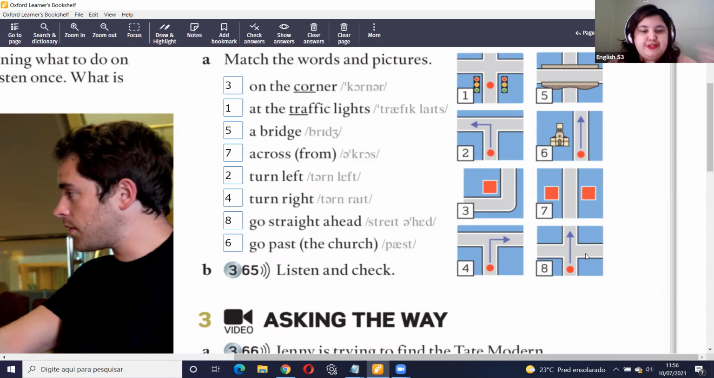And finally, number 8, go straight ahead. Só seguir em frente.